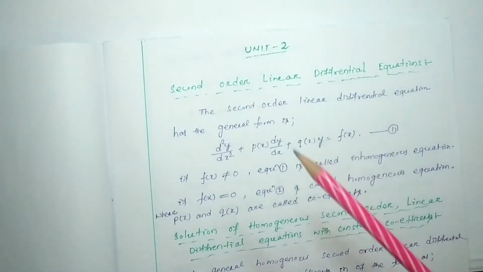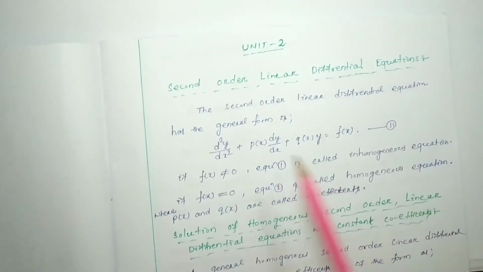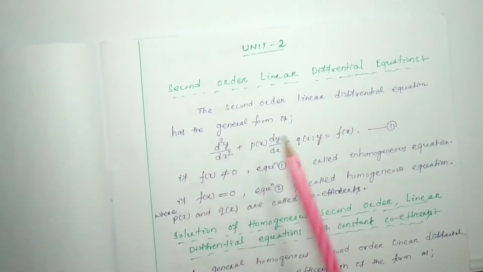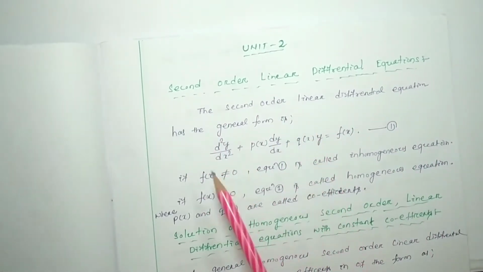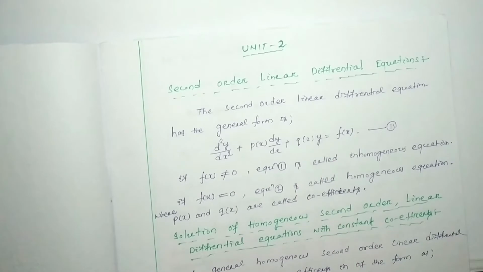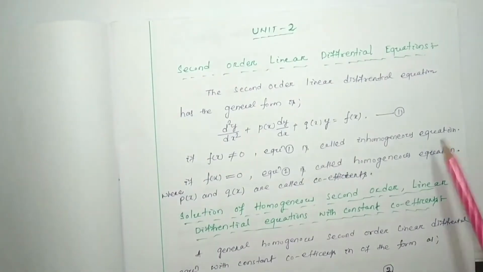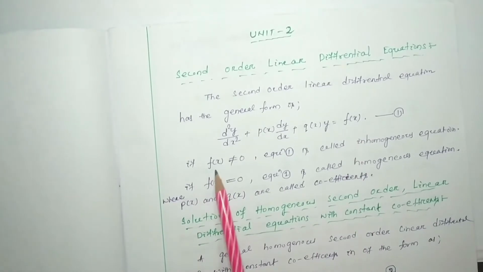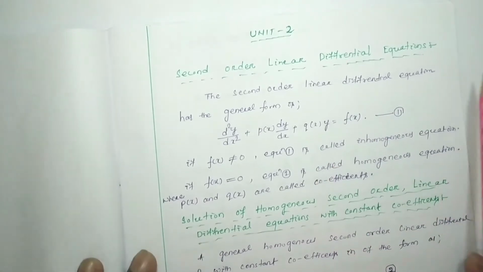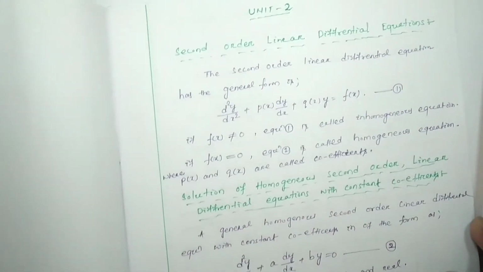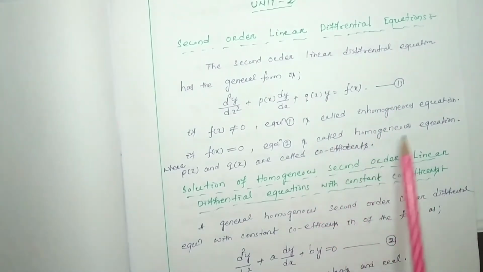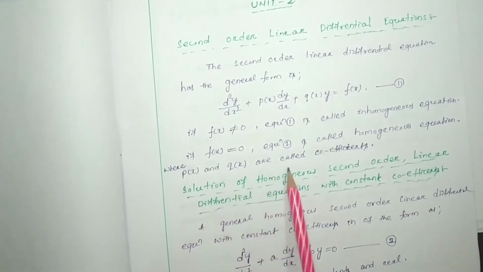From our first semester we have studied that the second order linear differential equation has the general form d square y by dx square plus p(x) dy by dx plus q(x) y equal to f(x). That is the general form. If f(x) is not equal to 0, then equation number 1 is called an inhomogeneous equation, and if f(x) is equal to 0, then equation number 1 is called a homogeneous equation. And here p(x) and q(x) are called the coefficients.